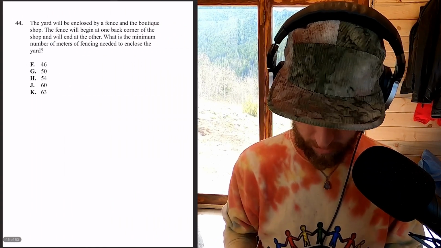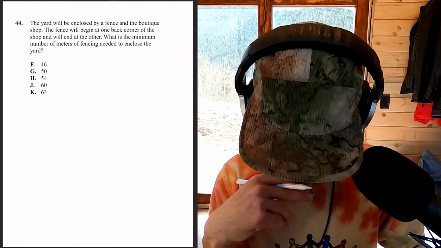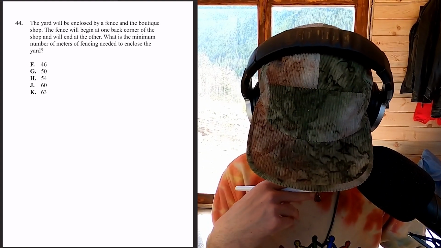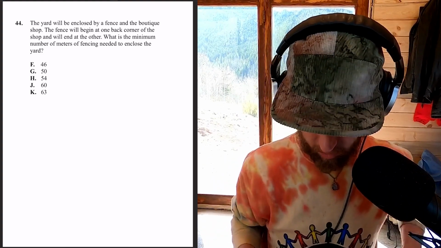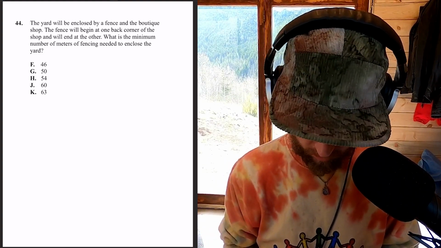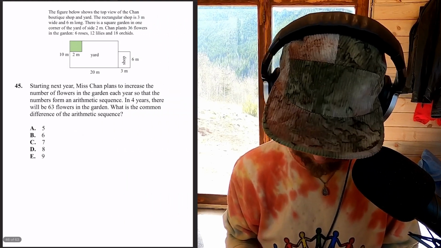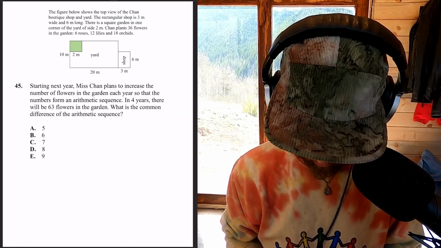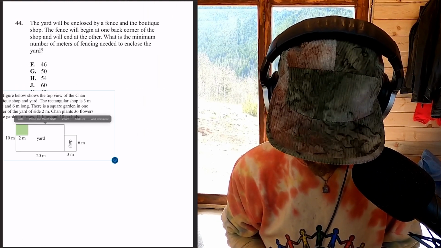Okay. The yard will be enclosed by a fence in the boutique shop. The fence will begin at one back corner of the shop and will end at the other. What is the minimum number of meters of fencing needed to enclose the yard? Okay, the fence will begin at one back corner. Is this another one? Okay, that's another one of these problems. We need the visual. So here, I'm going to just copy this and bring it back over here.